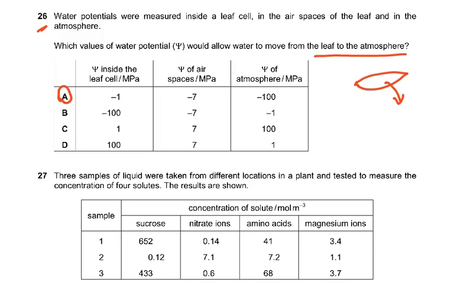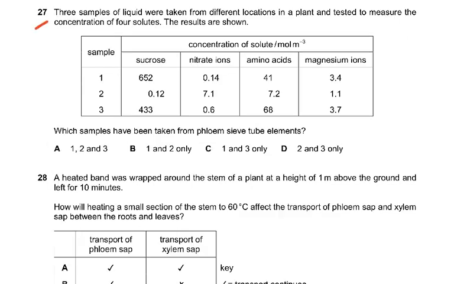Please understand this. Question number 27. Three samples of liquid were taken from different locations in the plant and tested to measure the concentration of four solutes. The results are shown. Sample 1: 652 sucrose, 0.14 nitrate, amino acid 41, and 3.4 magnesium ions. So basically, it says which samples have been taken from phloem sieve tube element. So that would have a lot of sucrose in it and a lot of amino acids in it. Now that is 1 and 3. They have a lot of sucrose and amino acids.